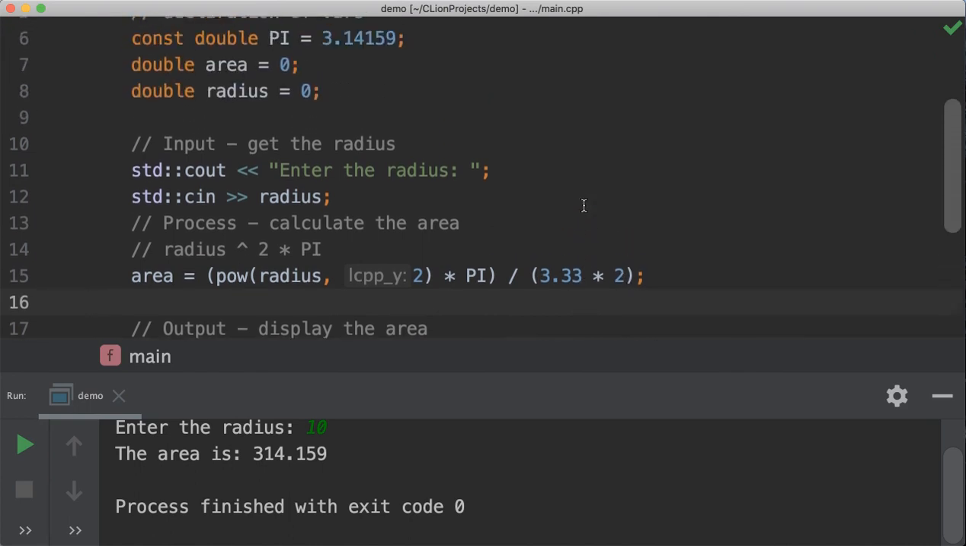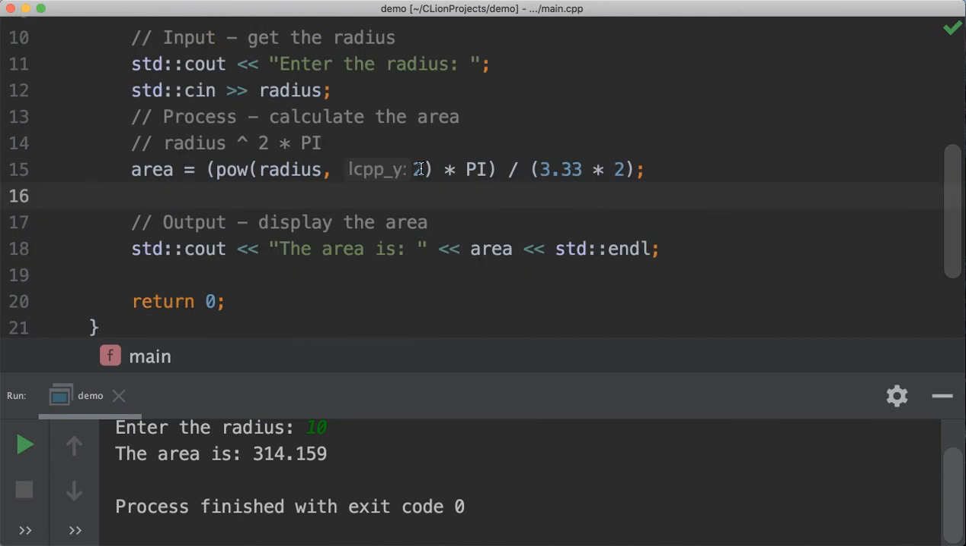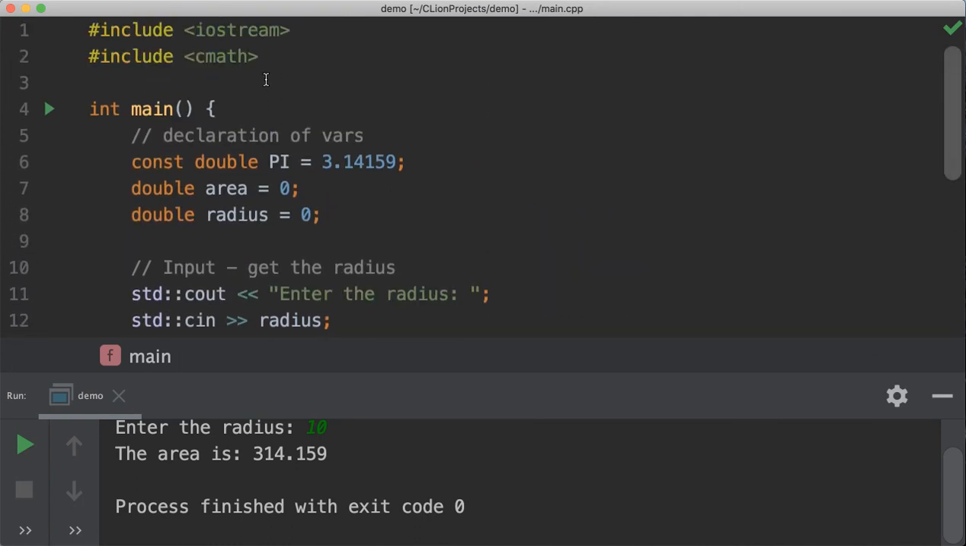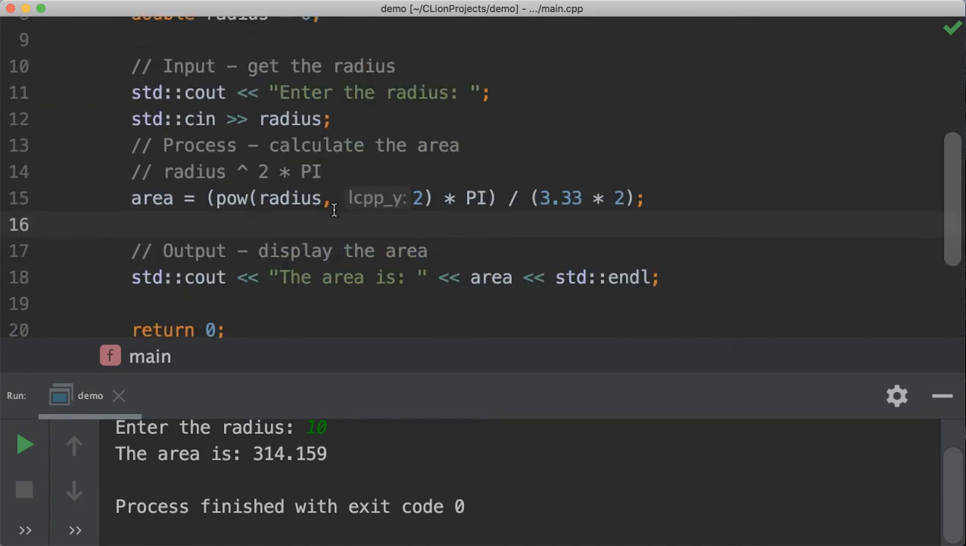Anyway, that's an introduction briefly to order of operations and a little bit about the math library. There are tons of things in the math library, but this is just one of them.